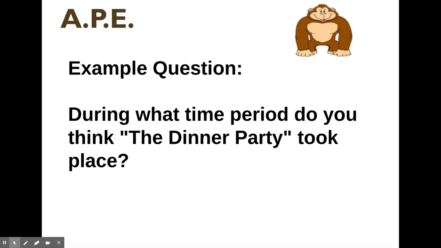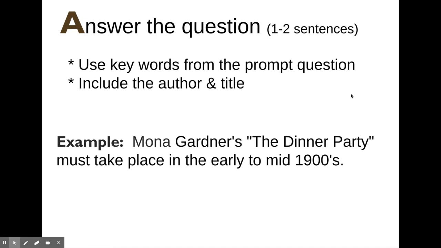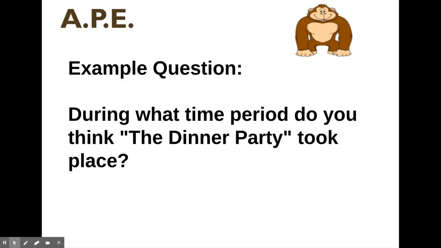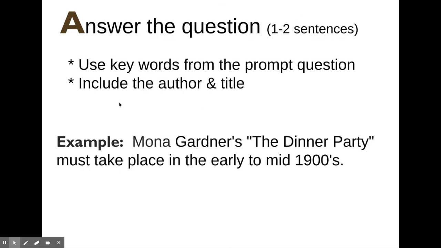So I spent some time brainstorming, and now I am ready to start writing with my A. I'm going to answer the question. Now, when I answer the question, I want to actually use keywords from the question that they gave me. And I want to be formal and give credit where it's due and include the author and the title. So my question was, during what time period do you think the dinner party took place? So I'm going to pull some words from this. Probably took place. I want to get words from the question, and the author and title in there.